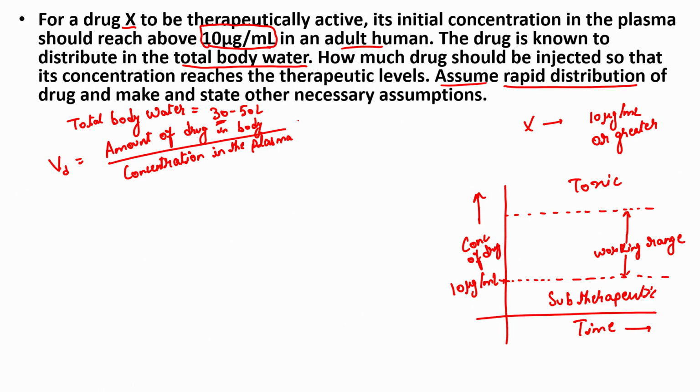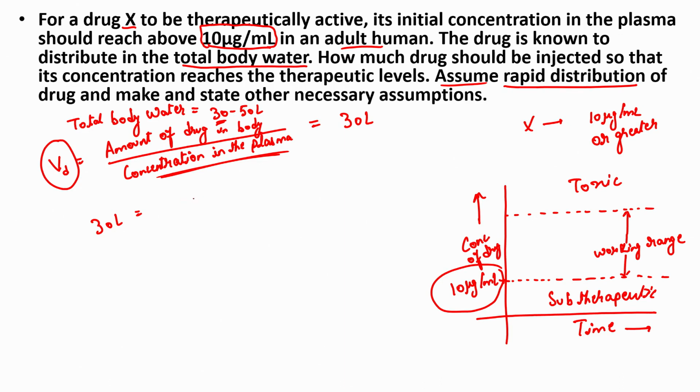Right. So, we know that if Vd is very high, that means that the concentration in the plasma is fairly low, which basically would suggest that it is a lipophilic drug. But in this case it has been given that the Vd is actually the total body water. So, let us assume this to be 30 liter. Now, since we want the therapeutic concentration to be 10 μg per ml, the concentration in the plasma, which is again a part of the body water, should also be 10 μg per ml.